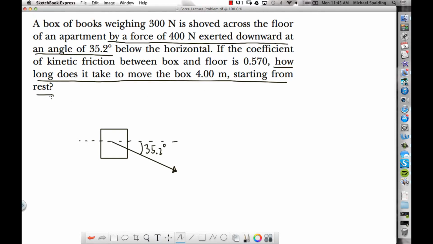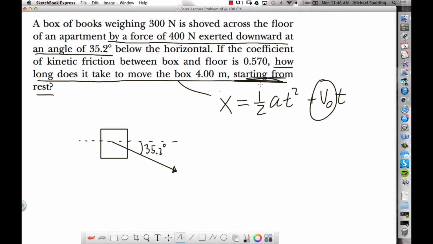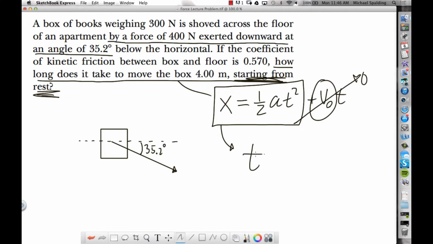What type of problem does that sound like? How much time does it take for the box to move 4 meters if it starts from rest? That sounds like a kinematic problem. Do you want to know why it sounds like a kinematic problem? Because it is a kinematic problem. So the way you're going to solve this question is you're going to use this kinematic: x equals 1/2 at squared plus v initial t. What do they tell us about the initial velocity? Right here. Starting from rest, so that means v initial is 0. So what we have is this, right? Solve that for time. Time is going to be equal to the square root of 2x over a. But what do we need to get?